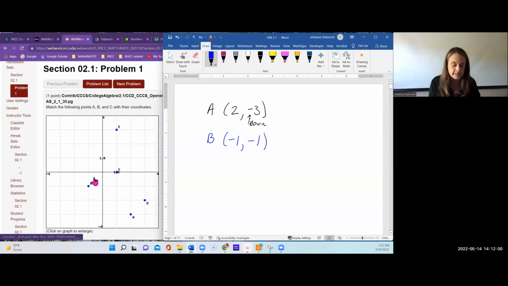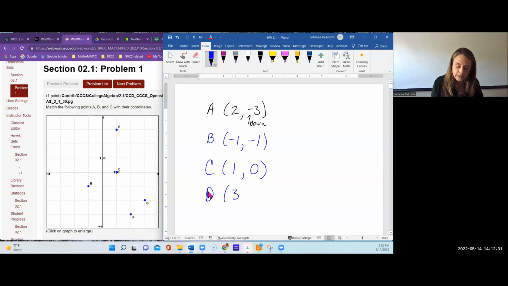What about point C? When I'm looking at point C, I just move straight over here, 1 to the right. I don't go up or down. Well, if I'm not going up or down and I move 1 to the right, it's a +1, and then don't move up or down would be 0. Point D, starting at the origin, 1, 2, 3 to the right, 1, 2, down, negative. 3 to the right, down 2, negative number.